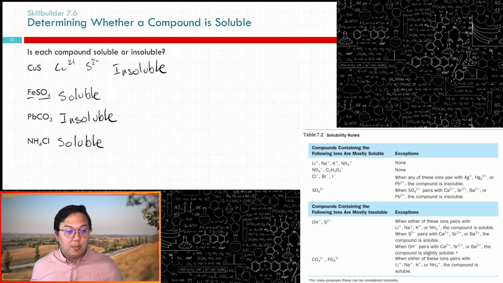Any questions about that? I know that one. Solubility is what I always struggled the most with. But it's because I never took the time to learn it or to group them.